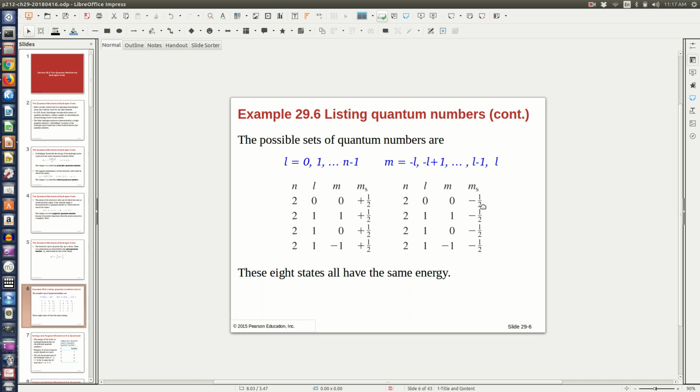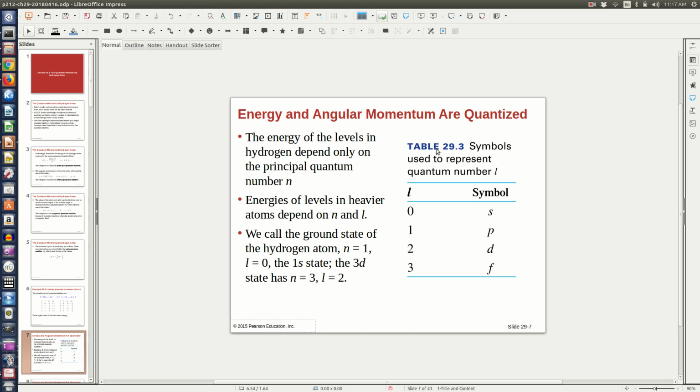And you can see up here a summary of the rules dictating what values little l can be based on the value of n, and what values little m can have based on the value of little l. These are rules that we're not going into in great detail, the reasons behind them, because that's more related to an advanced understanding of quantum mechanics. So what we've learned then is that the energy in the atom and the angular momentum are both quantized.